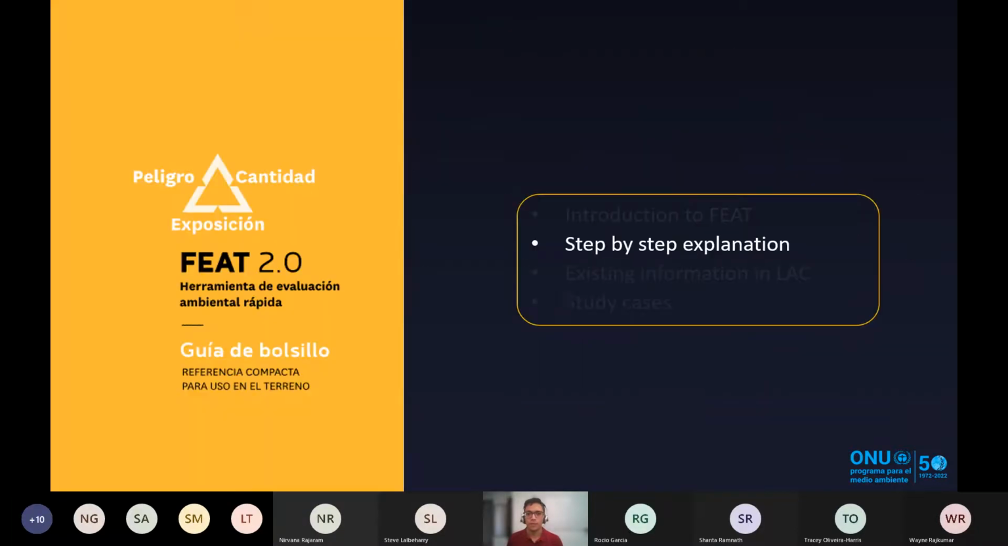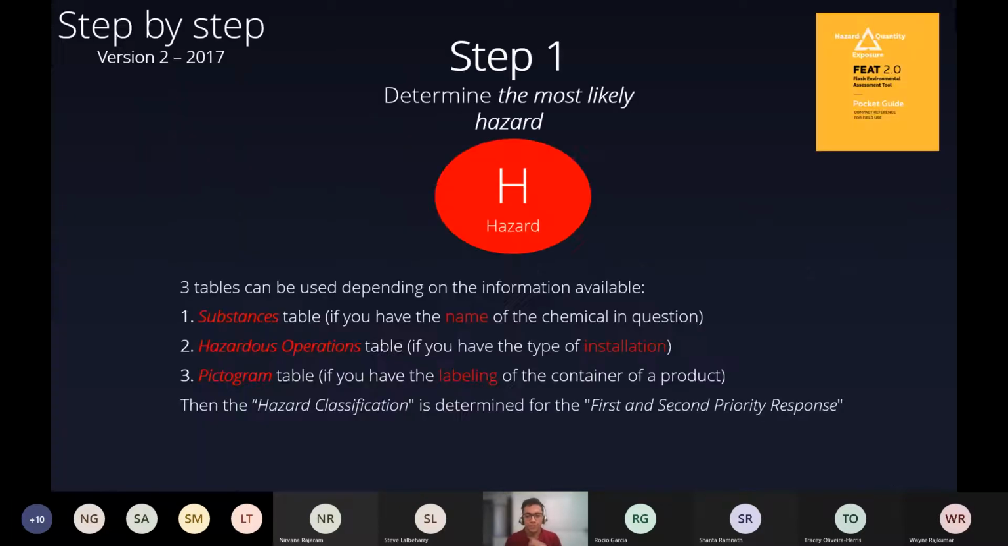Okay, so for the step-by-step explanation here, I'm going to ask you to download the FEAT Pocket Guide, the smaller version, the one launched in 2017, and I'm going to give you the pages where you can find the information. Step one is determining the most likely hazard.